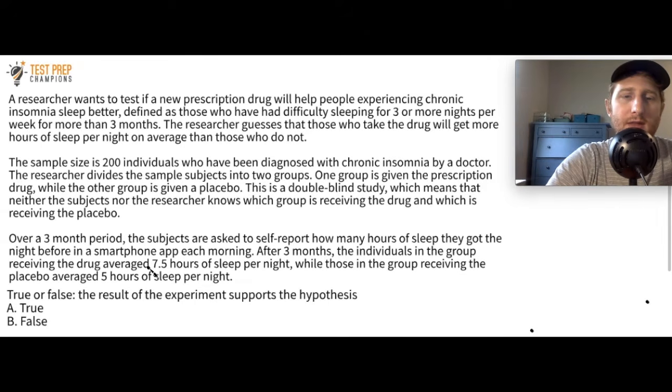Okay, so let's look here at the result, and basically there was one group. The group that took the drug got 7.5 hours per night, which is more than the group that got the placebo. And the placebo is just like a fake pill, basically, that doesn't do anything. And the placebo group got 5 hours of sleep, which is less. So the researcher initially hypothesized that those who took the drug would get more hours of sleep per night, and that is exactly what the result shows here. And so the result of the experiment does support the hypothesis, so the correct answer here is A, true.